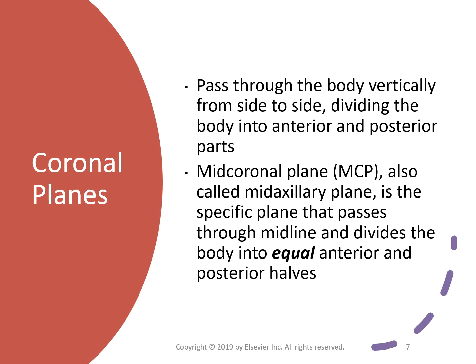Coronal planes are critical for lateral projections. They pass through the body vertically from side to side. That was the other plane on that previous slide, dividing the body into an anterior and a posterior. Again, there's a special mid-coronal plane, also called the mid-axillary plane, that passes through the midline and divides the anterior posterior into equal halves. Okay? And that's equal halves by distance, not by volume or weight.